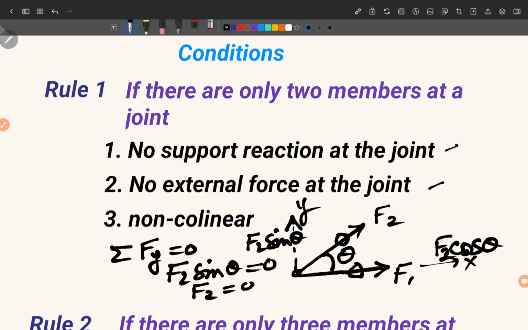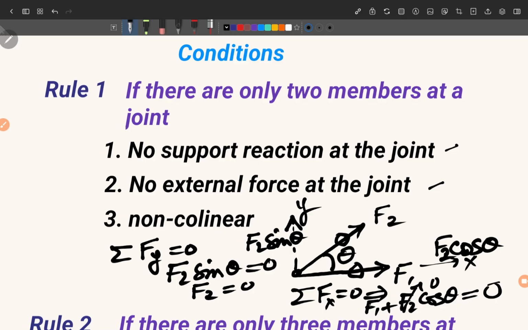So once F2 is 0, we can apply in a similar way the equilibrium in the x direction, and in the x direction we have F1 plus F2 cos theta equal to 0, but we have got F2 equal to 0, therefore F1 is also equal to 0. So this is the justification or explanation why at a joint, if there are only two truss members meeting at that joint and there is no external force and they are not in a straight line, meaning they are not collinear, then both of them will be equal to 0.